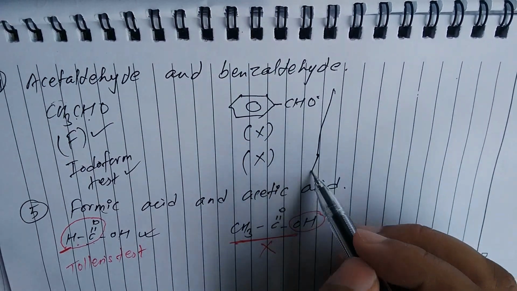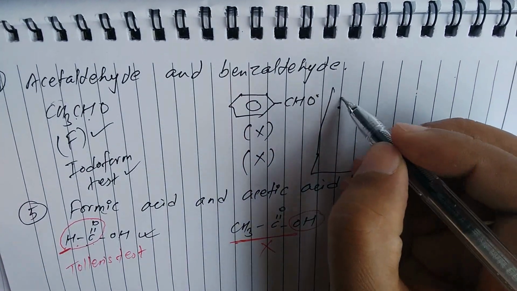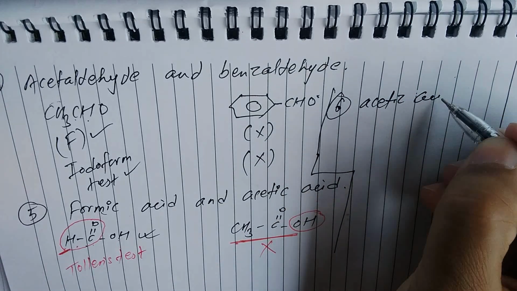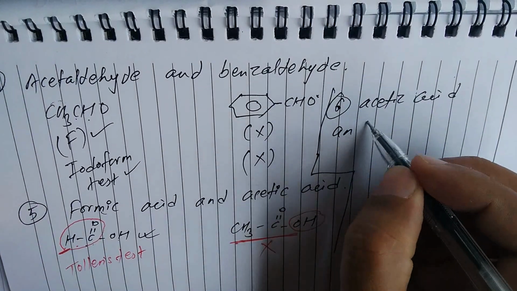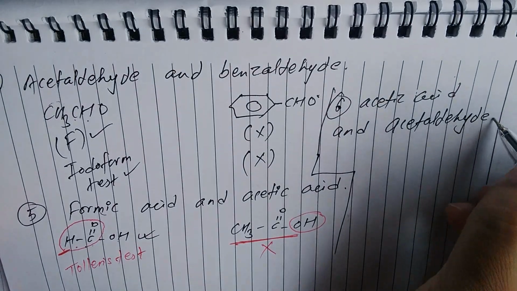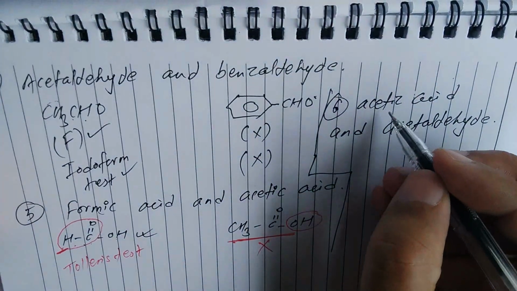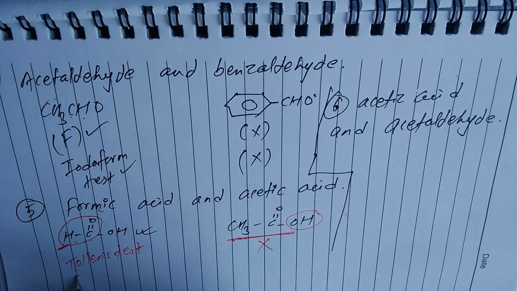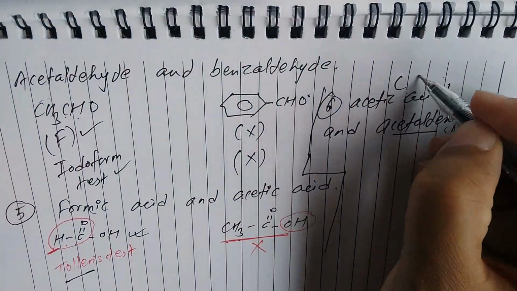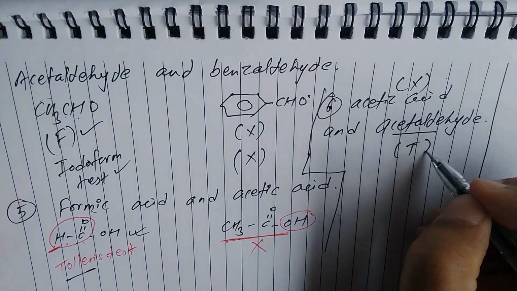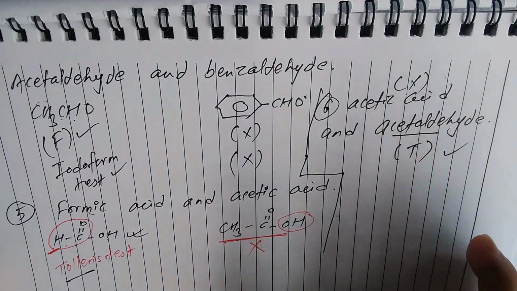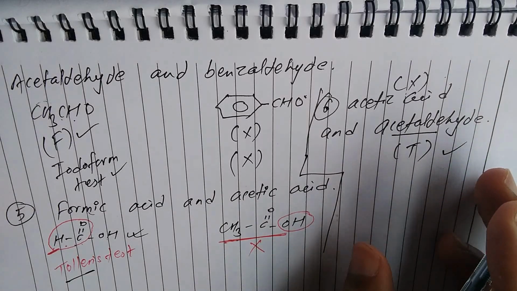Another distinguishing pair, number 6, acetic acid and acetaldehyde. Acetic acid does not give Tollen's test. Yes, acetaldehyde gives Tollen's test. So it does not give Tollen's, it gives Tollen's test. So these are some simple tricks, some ideas for Tollen's reagent and Fehling solution.